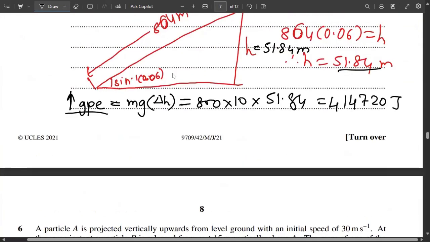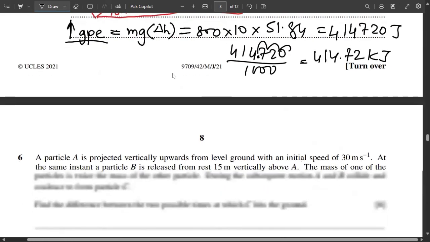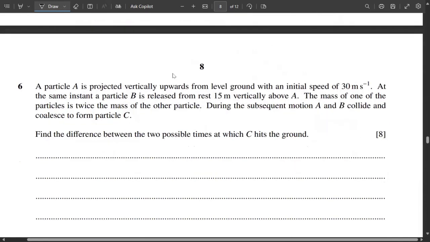We can also convert it to kilojoules by dividing by 1000. So 414,720 upon 1000, so 1, 2, 3 here. 414.72 kilojoule. We are done. Let's move to the sixth question.